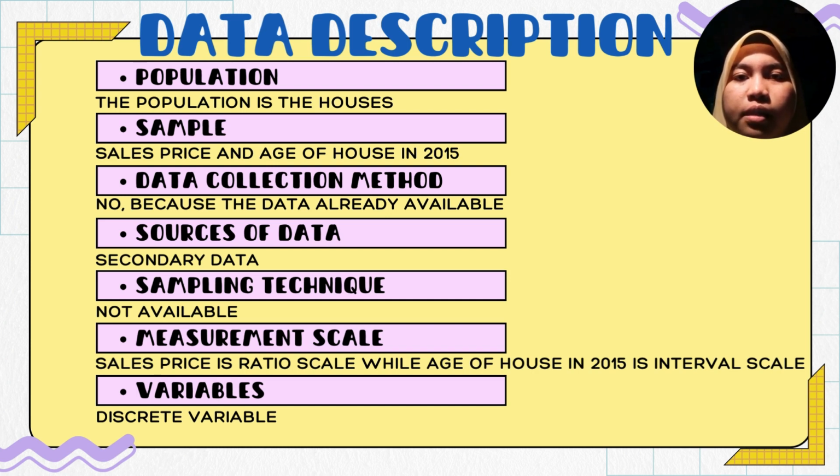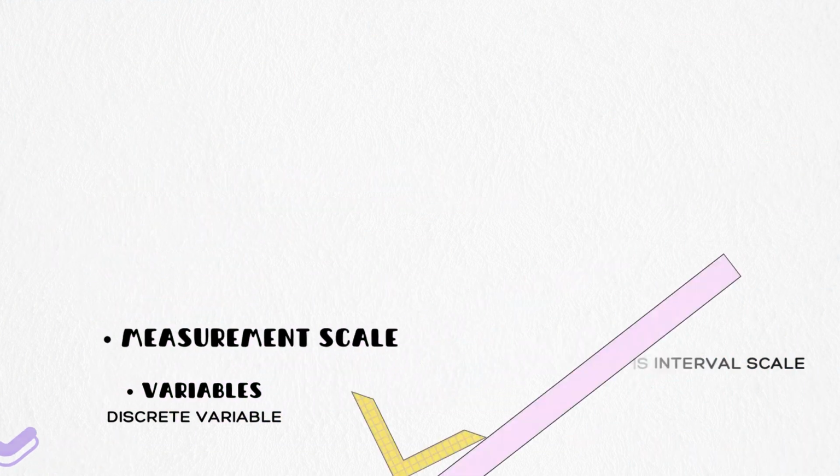For the measurement scales, there are two involved in this study. First, sales price is a ratio scale while age of house in 2015 is an interval scale. Then for the variables, we already mentioned that we have two variables, which are sales price and age of house in 2015. These variables are discrete because they are countable and quantitative.